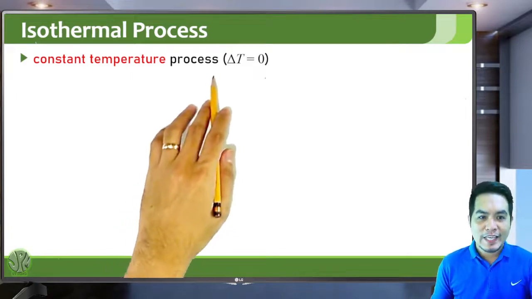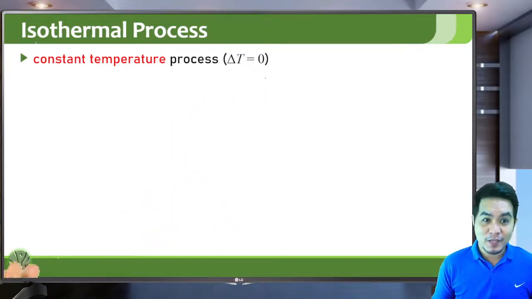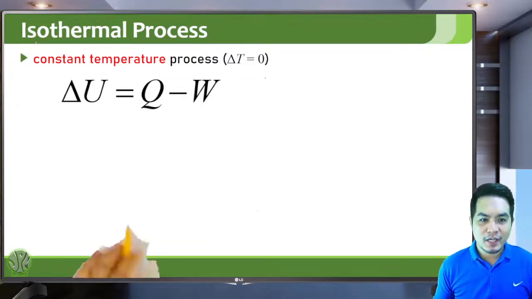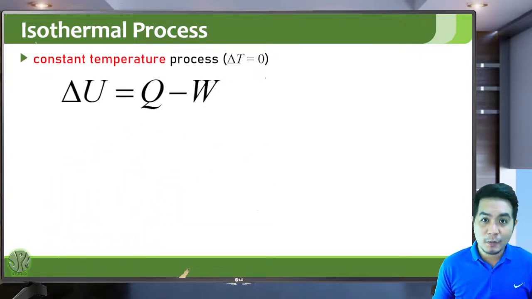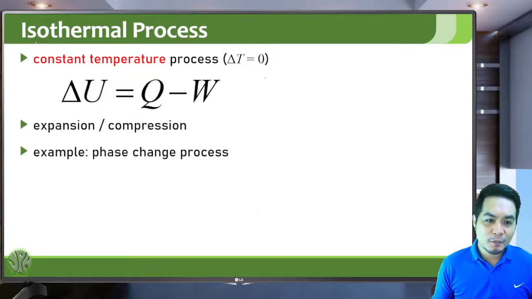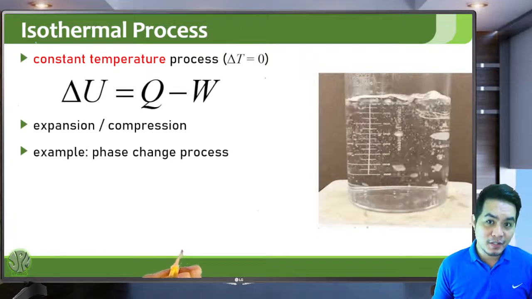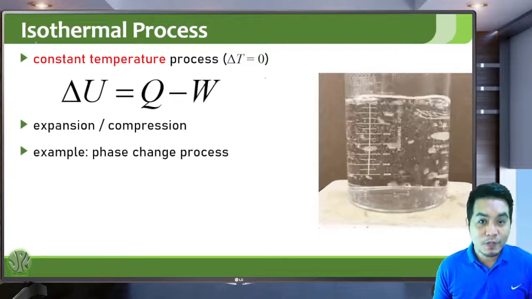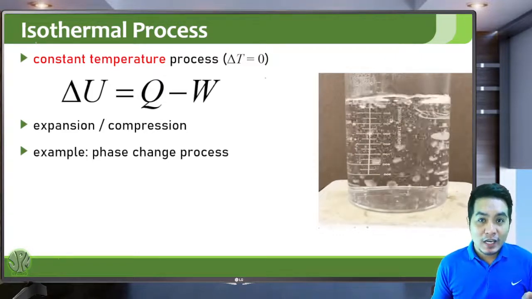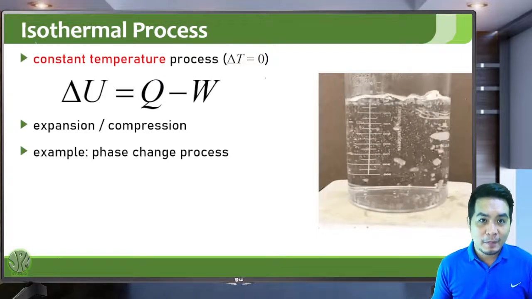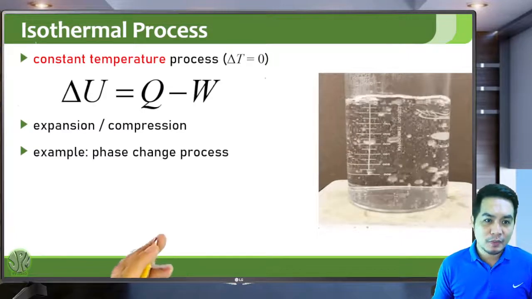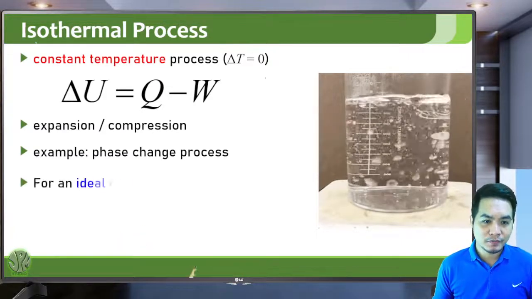In this case, the change in temperature is zero because it's a constant temperature process. Generally, since it's a constant temperature process, there are no zero terms in the first law of thermodynamics. The heat and the work are not necessarily zero. So it can undergo expansion and compression. An example of that is the phase change process. If you have melting, freezing, evaporation, or condensation, it happens only at a certain temperature. So phase changes only happen at one temperature, the boiling point or the melting point. Those are examples of where isothermal processes can occur.